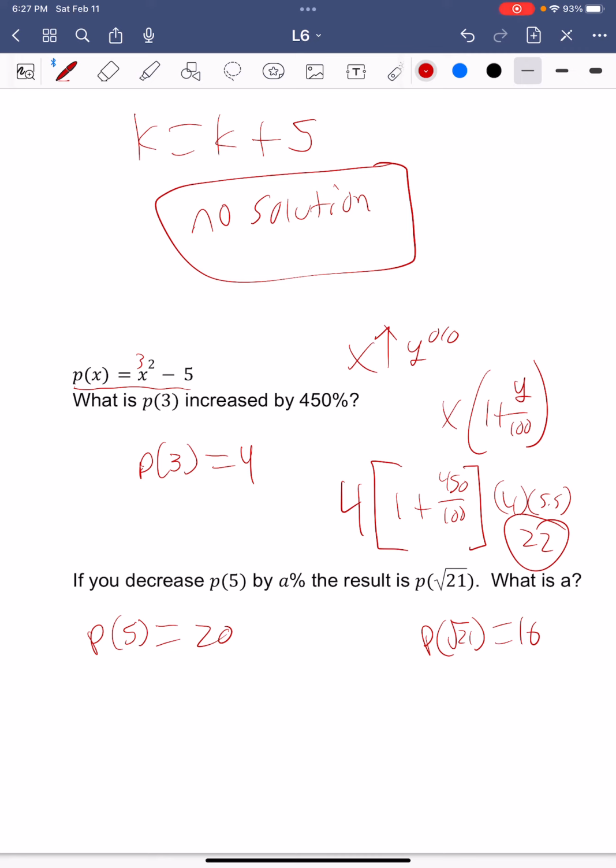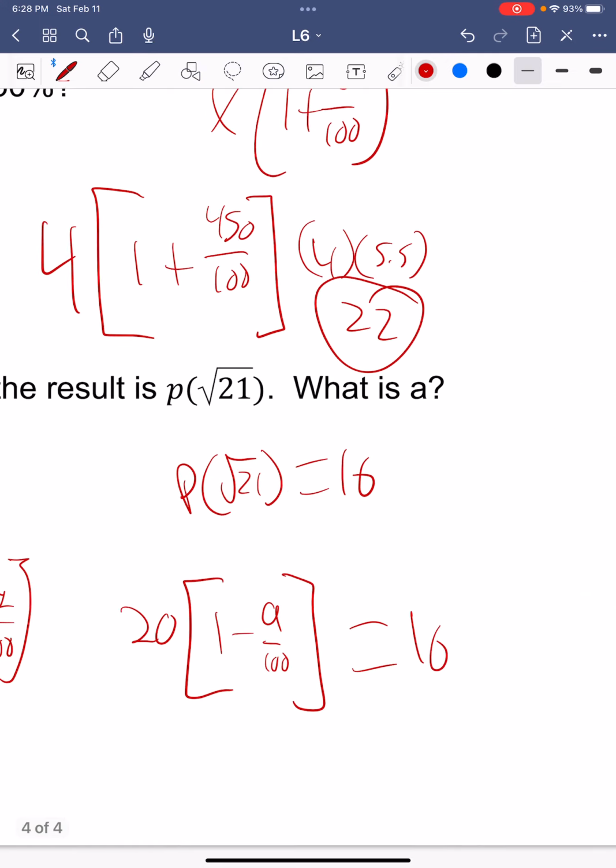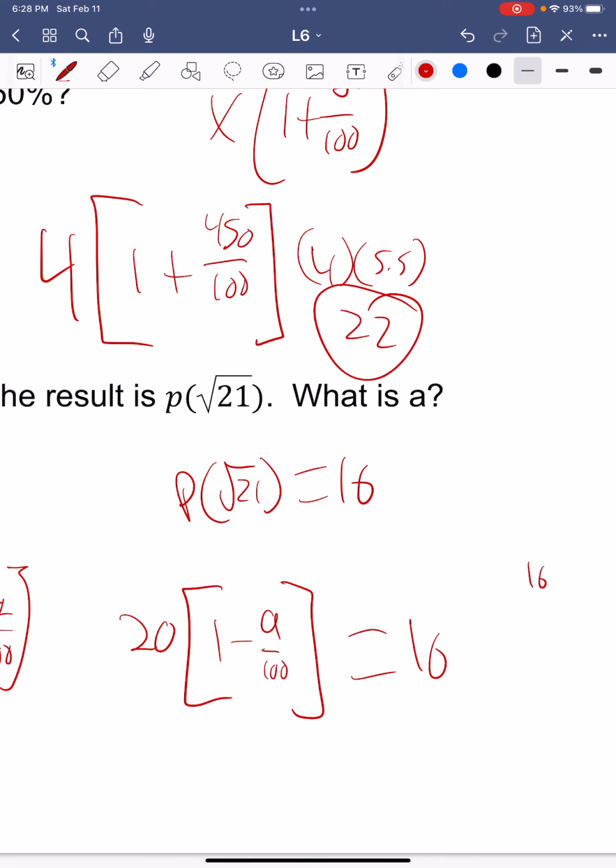So we know that x decreased by y% equals x times 1 minus y over 100. So if we're decreasing p of 5, which is 20, by a%, so 20 times 1 minus a over 100 is equal to p of root 21, which is 16. So to get a by itself, we're going to divide by 20. 16 divided by 20 is 16 over 20, which is the same as 4 over 5. 4 over 5 is 0.8.